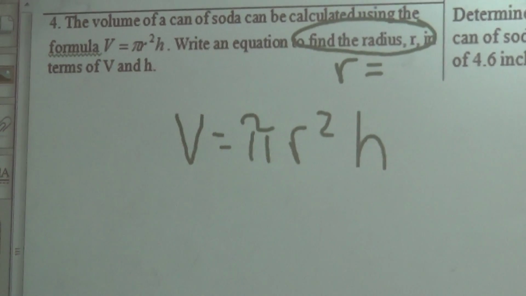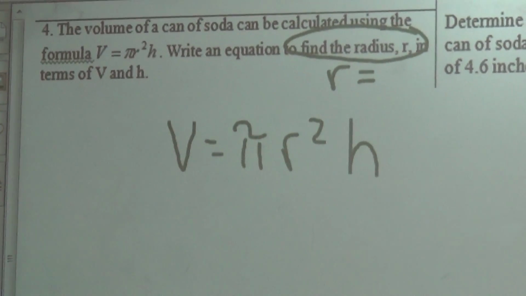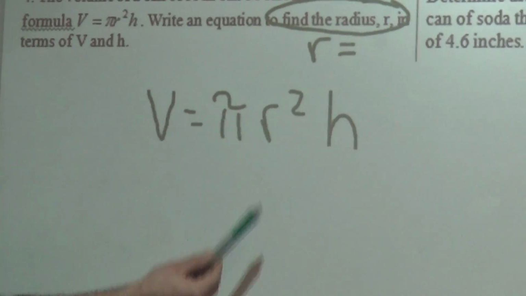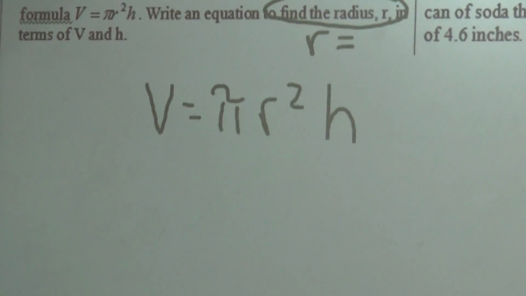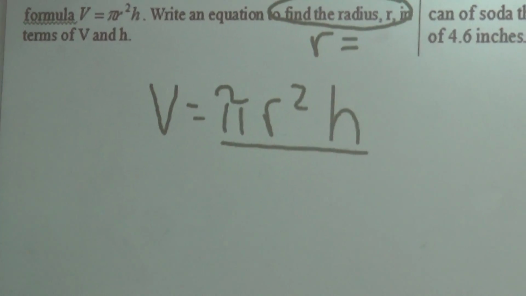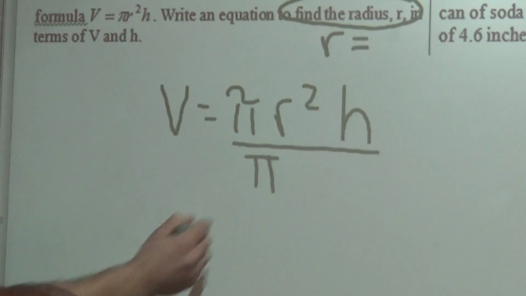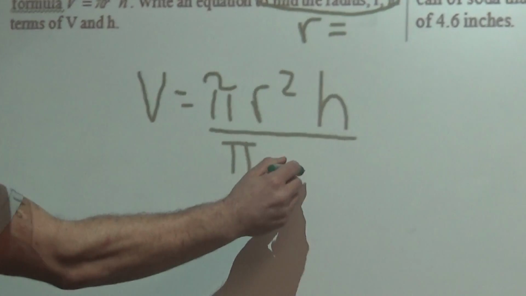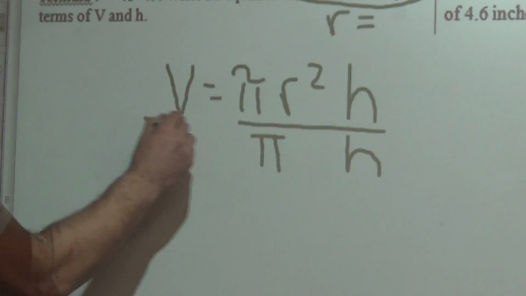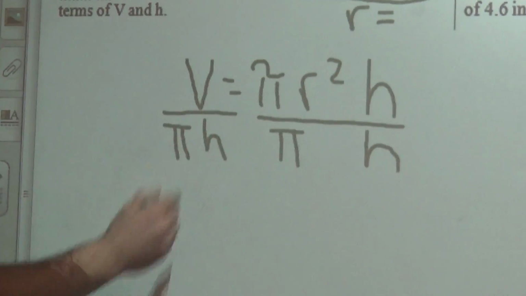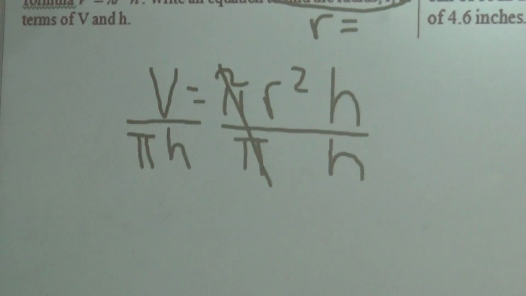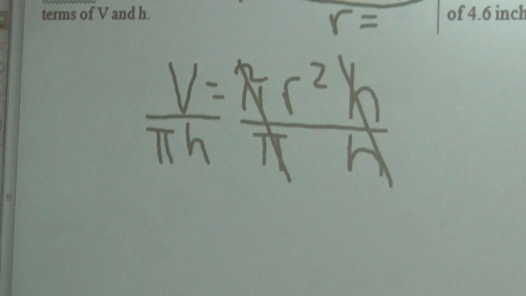So, on the right side of this equation, we have multiplication, right? Pi times r squared, and then times h. So we're going to start by getting rid of the pi. To cancel the pi, divide by pi. To cancel the h, we divide by h. Again, we're going to do the same thing on the left side. So on the right side, like we want, the pi's cancel, h cancels.